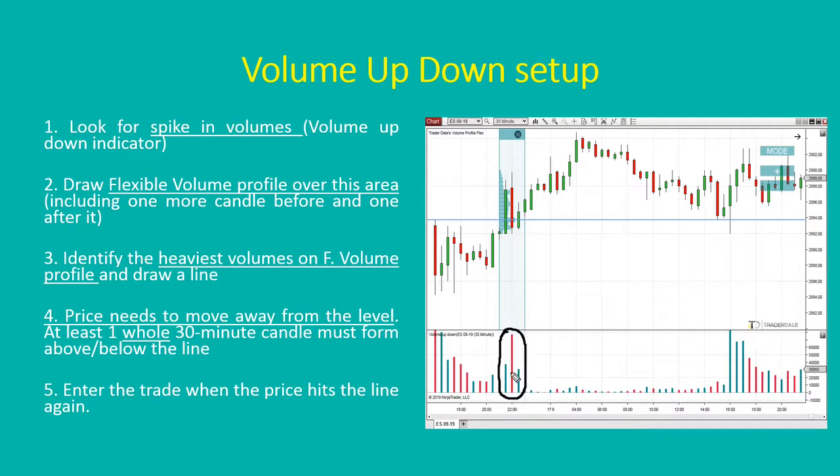If you compare the volumes to other ones, for example to those volumes or to those volumes, then you can tell that this is a volume spike. Unusually heavy volumes compared to the volumes around. Alright, so when you see something like this, volume bars heavier than other volume bars, then you go to step 2, and in this step you draw a flexible volume profile over this area. So you draw the flexible profile over the area where there was the volume spike. You draw it like this. This is the area you are interested in.